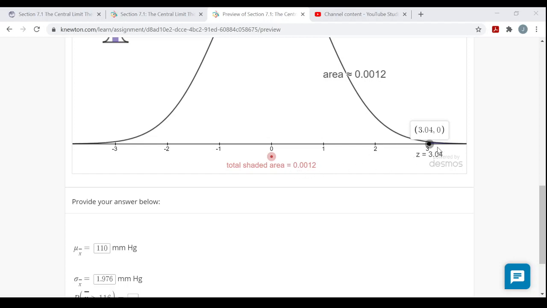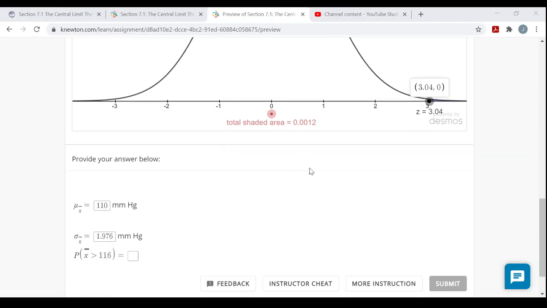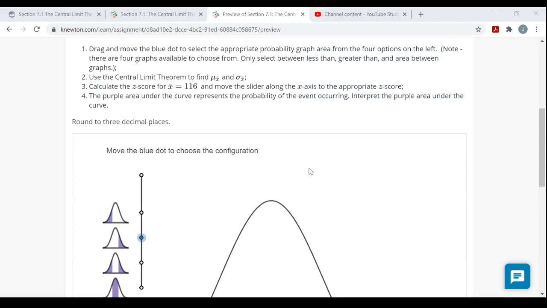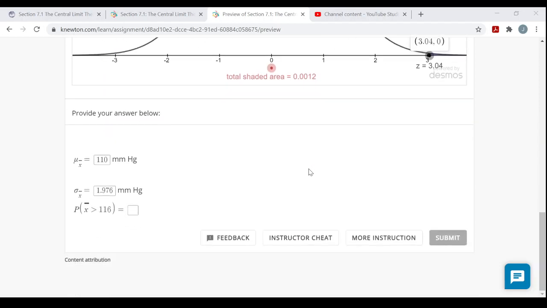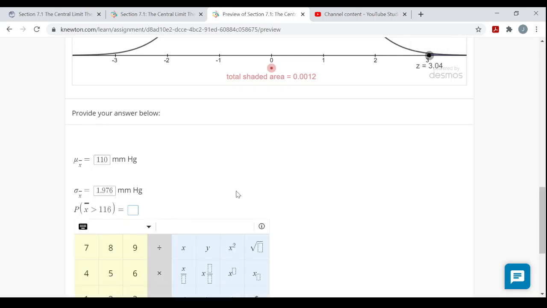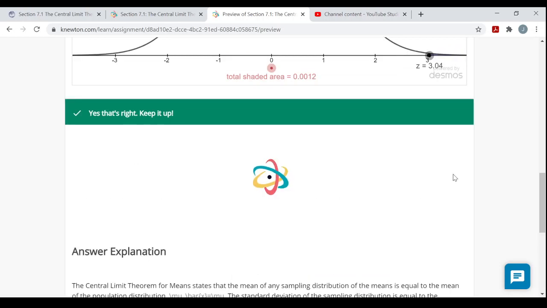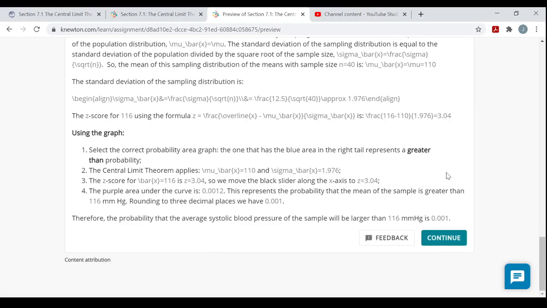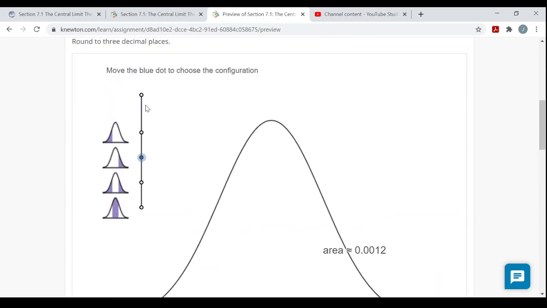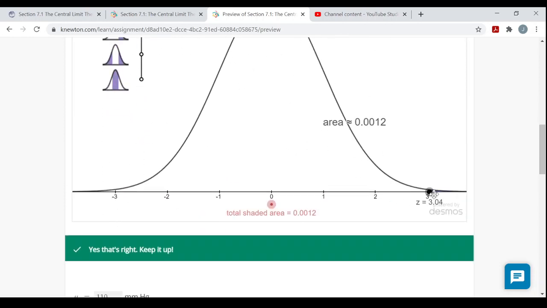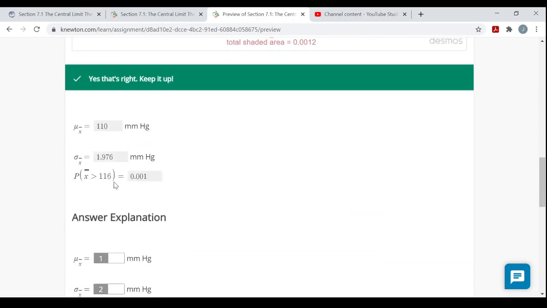And the total shaded area, I barely see it, is 0.0012. Do they want me to enter? I say round to 3 decimal places, but they give me 4. Well, it said round to 3, so I'm going to go 0.001. Okay, great. So they gave me 4, but I said round to 3. So again, pay attention. Alright, cool. So you have to figure out what kind of area you've got, and they move the black dot to the z-score for the average in question.